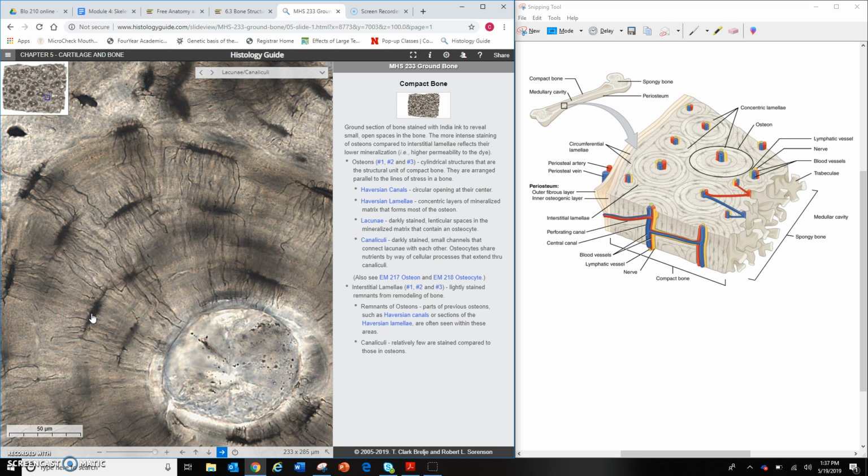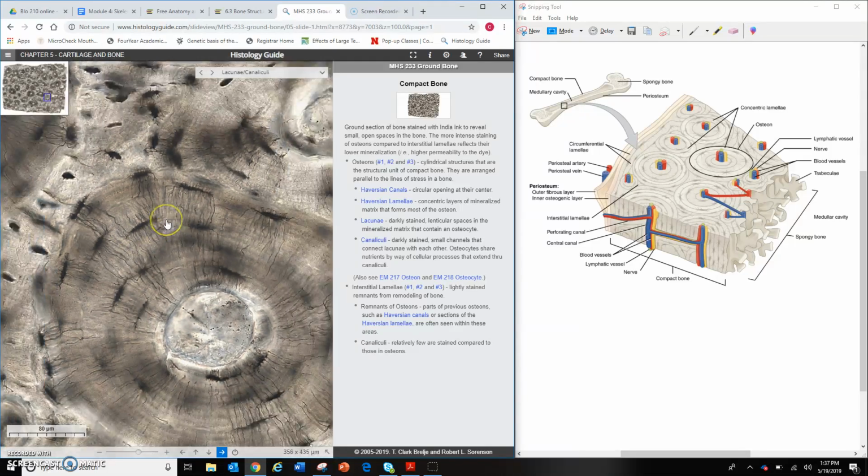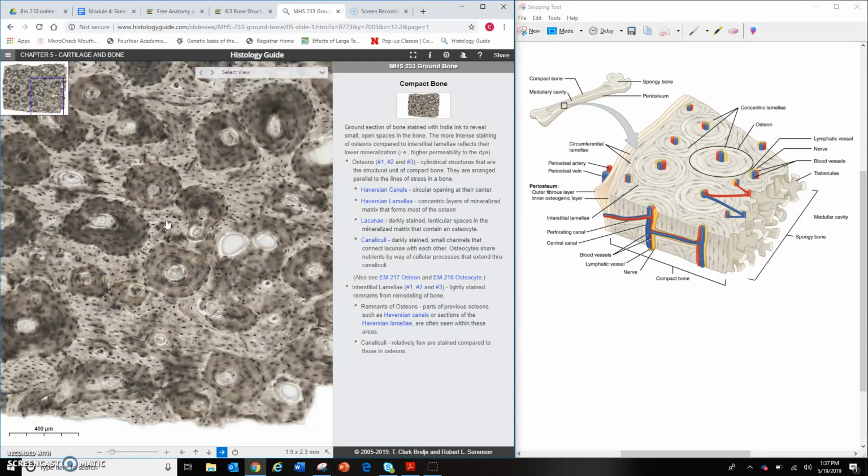And so these osteocytes need to communicate with one another, and they do that through what are called canaliculi, kind of like little canals. You can see they travel from one lacunae to the next. So just a couple more detailed structures on the slide I would like you to identify.